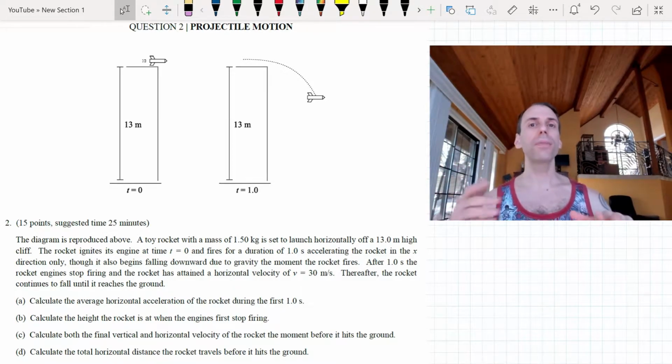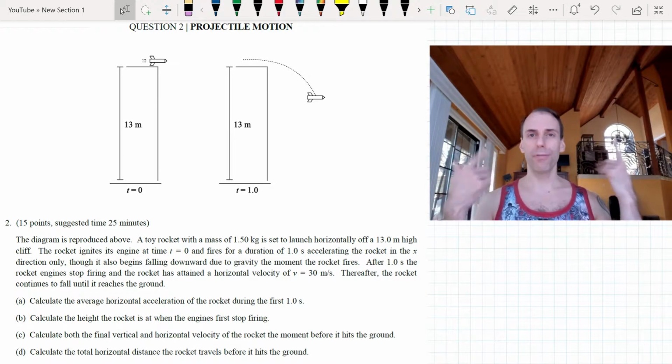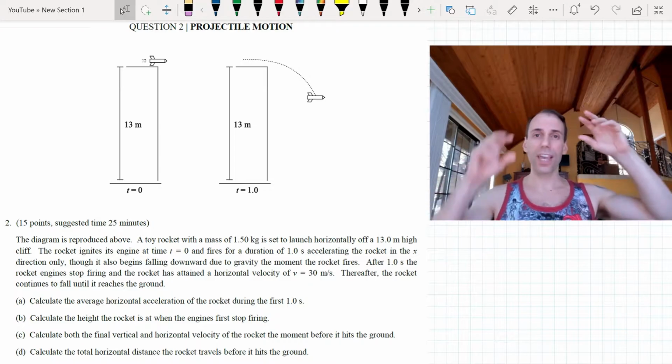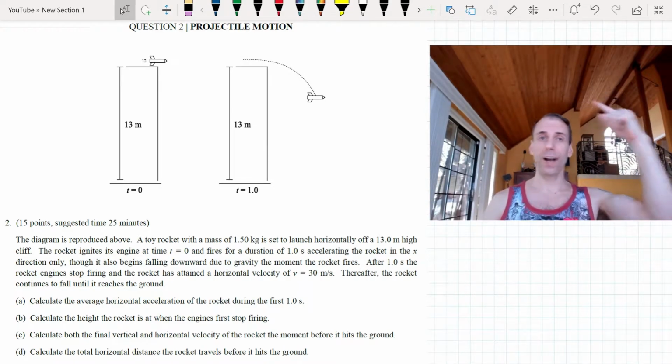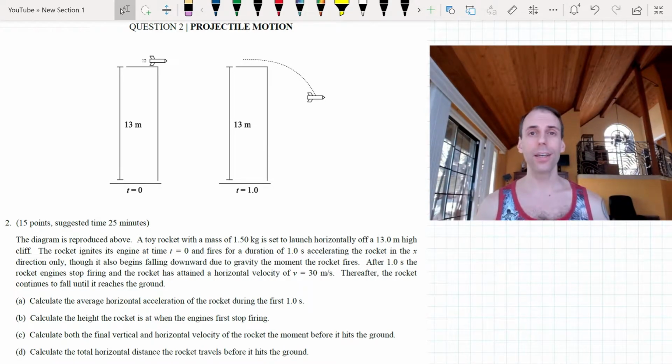All right, so let's begin with just doing part A. So first, read the problem, and before you attempt to solve the problem, I always ask that you understand what's going on in the problem first. Build a picture of it in your head. In this case, we have a rocket that's up here. It's being fired off of a cliff horizontally.